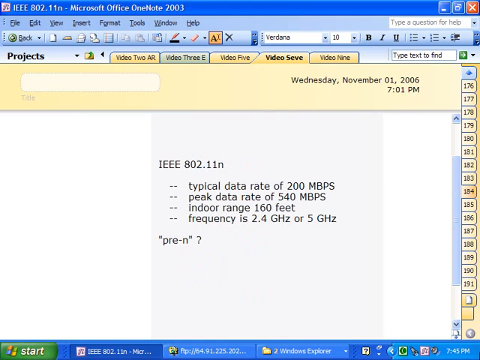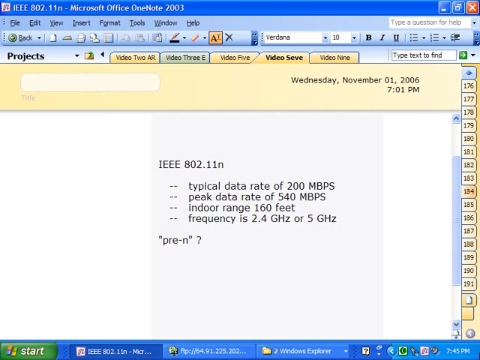Now, 802.11n, you might have heard a little something about this when it came out, just a little bit of hype. And actually, when you look at the basics, you can see why. A typical data rate of 200 meg, a peak data rate of 540 meg, indoor range of 160 feet, and the frequency could be 2.4 or 5 gigahertz. So you could even skirt around that 2.4 issue if you wanted to.